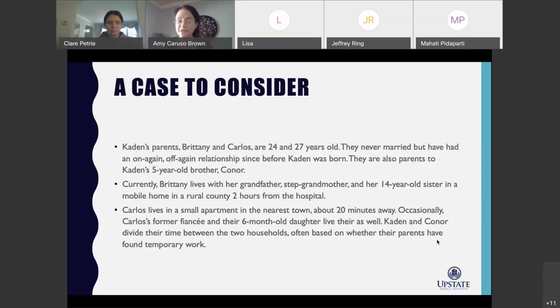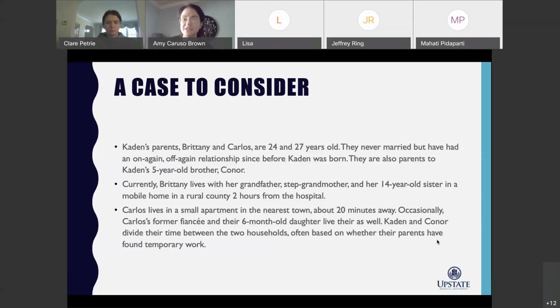So the parents were relatively young. They hadn't been married and they had an on-again, off-again relationship. They had an older child, and Caden's dad also had another child from another former relationship who was younger. He split his time between two households, one in a really rural area and one in a relatively small town. So they lived quite some distance from the hospital, and just getting to us was sometimes difficult.